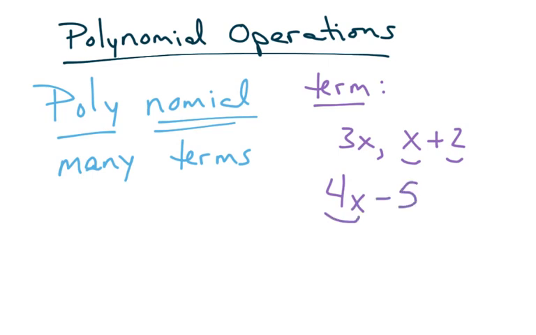4 times x is a term, and then the other term is a negative 5, because subtraction is really adding the opposite. So even though terms are separated by addition, you have to remember that subtraction just means that term is negative. So 4x and negative 5 are the two terms of that binomial. Now that brings me back to the fact that polynomials are many terms.